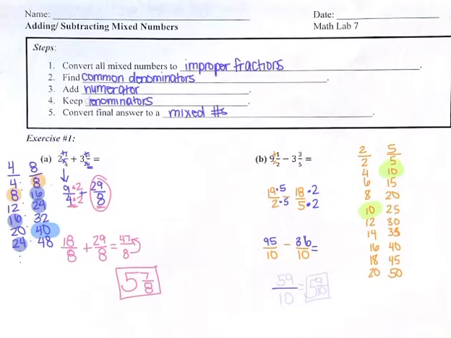So now we subtract the numbers up top to get 59 and keep the number at the bottom. Now we need to convert this 59 over 10 to a mixed number. So 10 goes into 59 5 times with 9 left over. And that's our final answer.